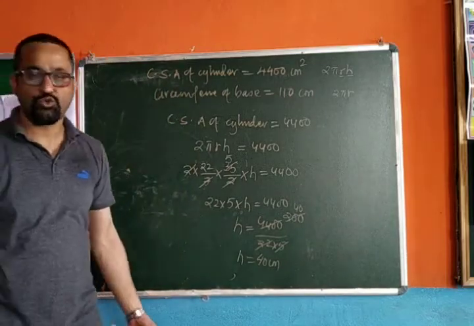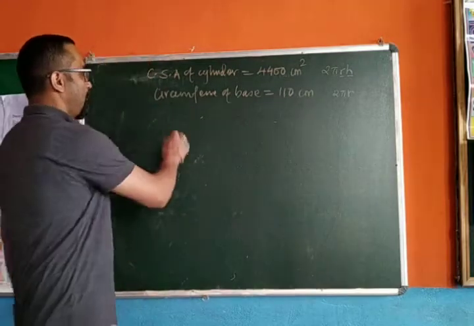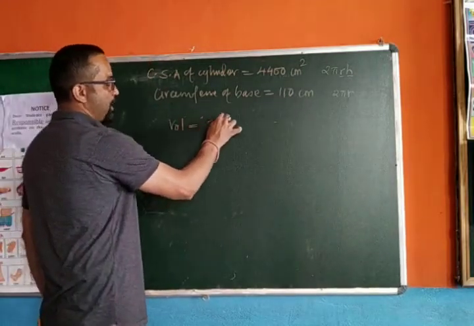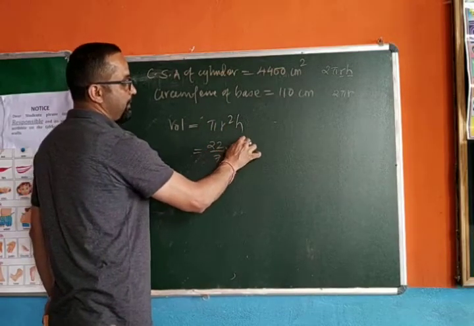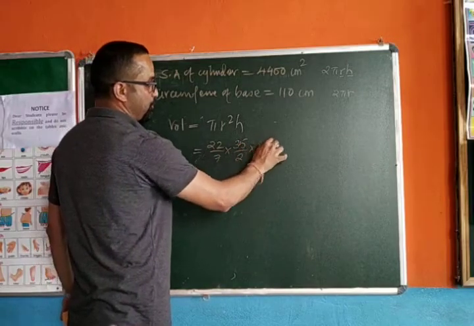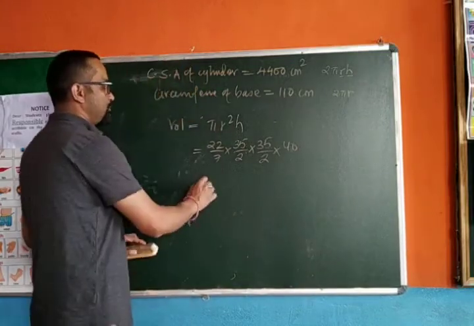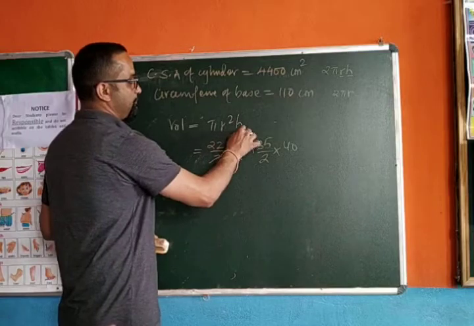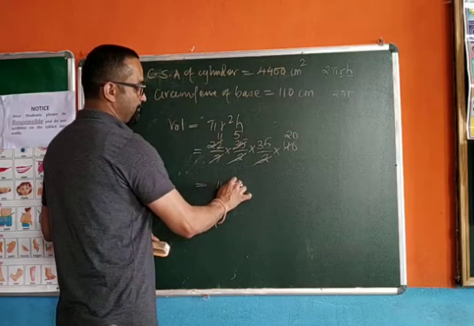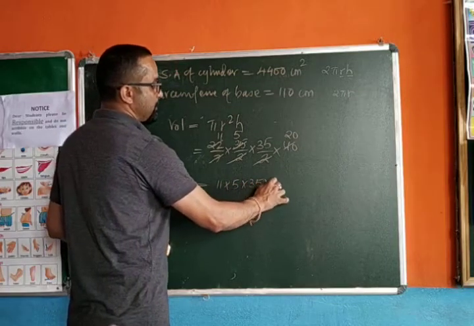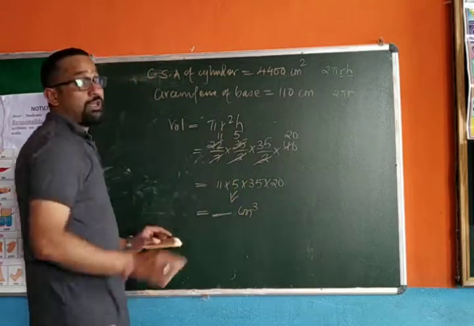You know height, you know radius. Second part, volume. Volume equals pi r squared h. 22 by 7, radius is 35 by 2, 35 by 2, height is 40. Now you simplify it. 7, 5 times 2, 11 times 2, 20 times 11 into 5 into 35 into 20 will give you the volume of the cylinder. Multiply and then write down the answer.